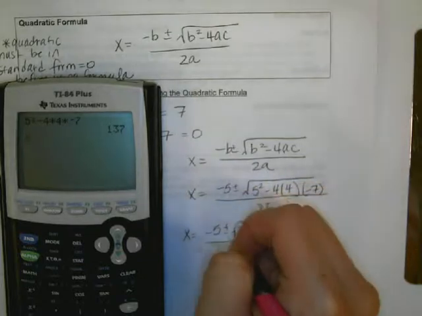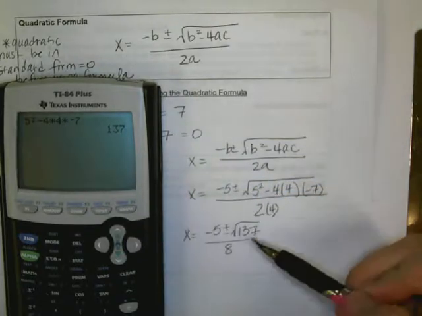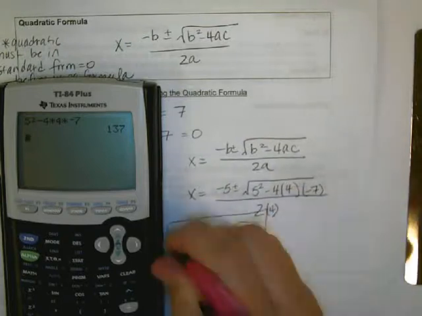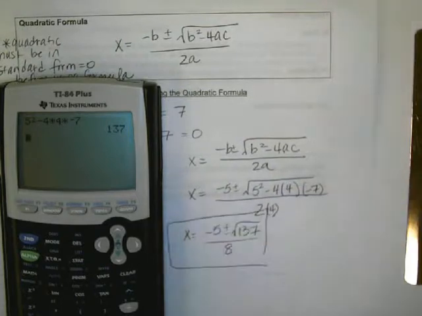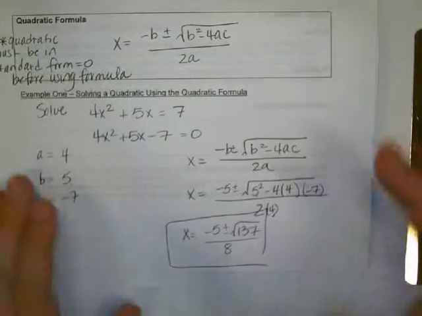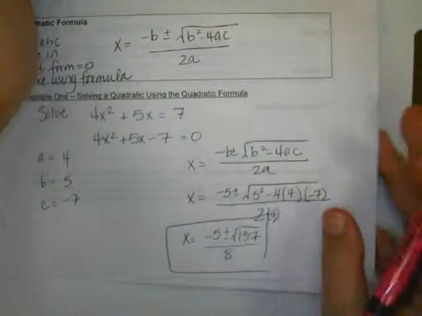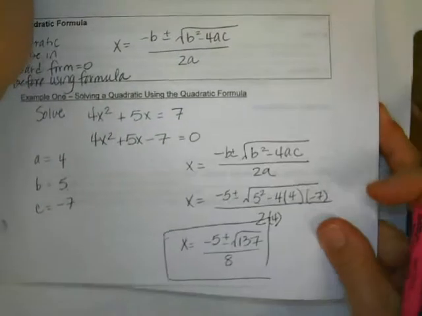all over 8. Now, if this number isn't a nice number, meaning you can't take the square root of it and have it be a nice number, then that's where we stop. And that's fine. Leave your answer like this. You still have two answers because you have the positive and the negative version. So if we punched it out to a decimal, you would still get 2 x-intercepts.